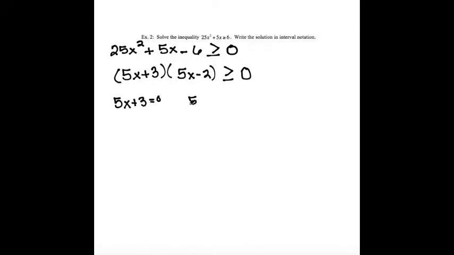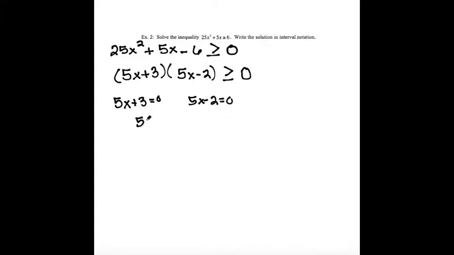So now I have 0 on the right-hand side. The next step is to factor the left-hand side. Again, I would take a minute, pause, factor it on your own, and then check with my factors. When you factor 25x squared plus 5x minus 6, that leaves you with 5x plus 3 times 5x minus 2. And again, we want that to be greater than or equal to 0. The next step is to find where these equal 0. So I'm going to find the roots. So 5x plus 3 equals 0, and 5x minus 2 equals 0.